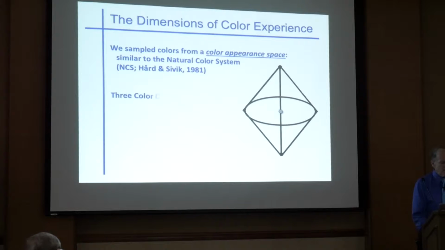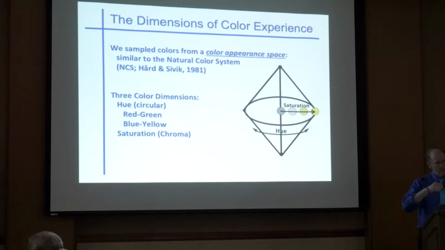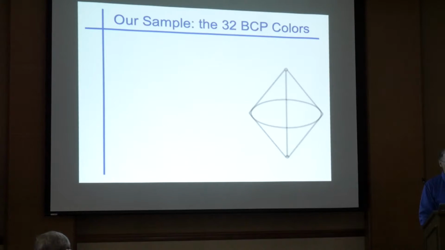In it the color dimensions are a hue, which is a circular dimension. It has two components, a redness-greenness component and a blueness-yellowness component. And then there's a radial dimension of saturation going from the center outward, which denotes the vividness of the color, also sometimes called chroma. And finally, lightness, which is the light to dark from black to white. And these are all represented in this color space that looks like a sort of double ice cream cone.